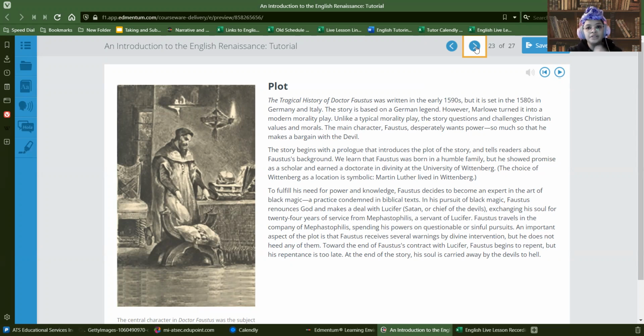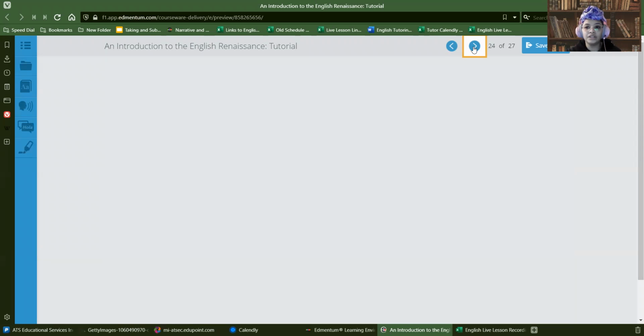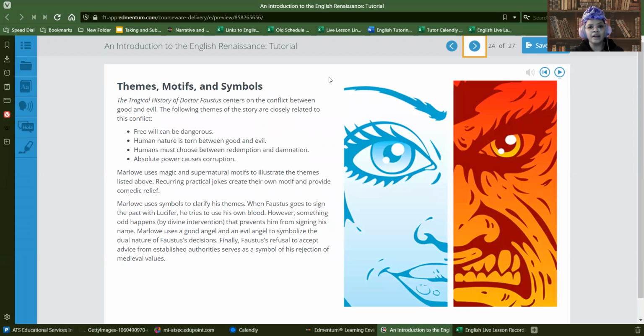It's an older text, so it might be a little more difficult to read. So it helps to know the plot in the beginning so you can try to follow along when you actually get into the story. Now, we also talk about themes, motifs, and symbols.